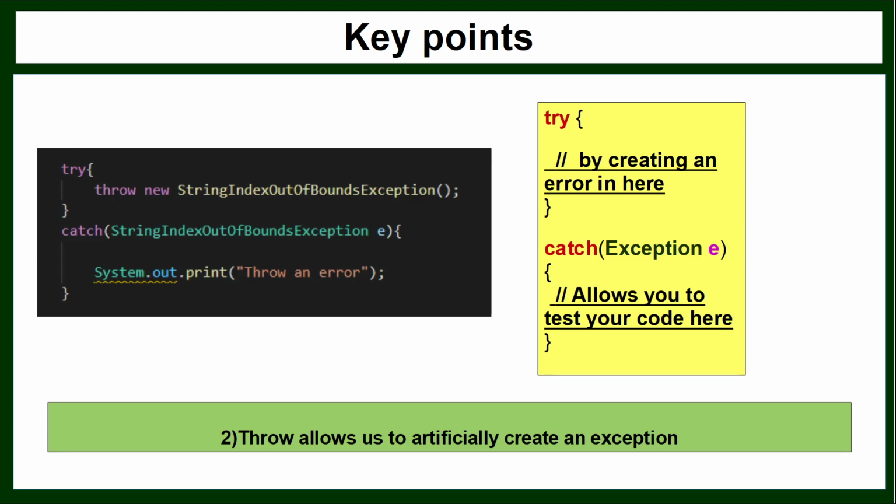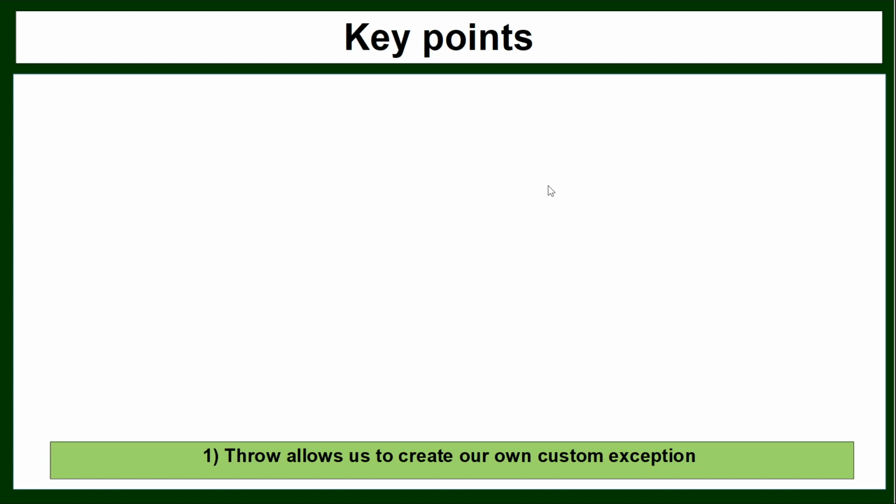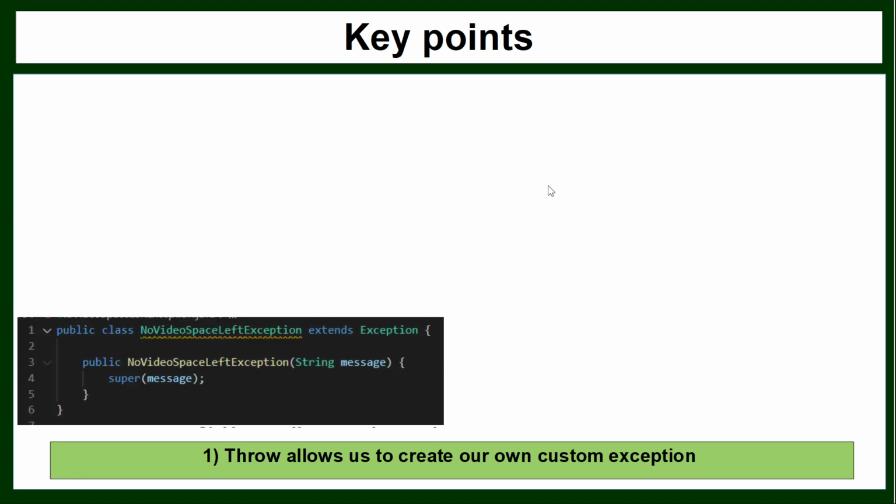The second way that you can use the throw keyword is to create your own custom exceptions. What you need to do first is create the exception class that you want. In this one, I've just created a no video space left exception, and then I used inheritance to pull the behaviors and properties from the parent class Exception. This is related to inheritance, which I will talk about in future videos.